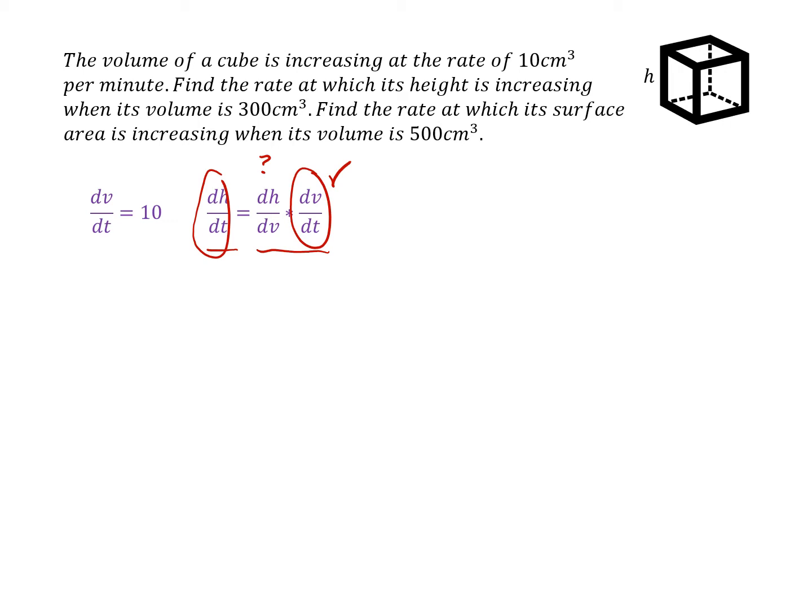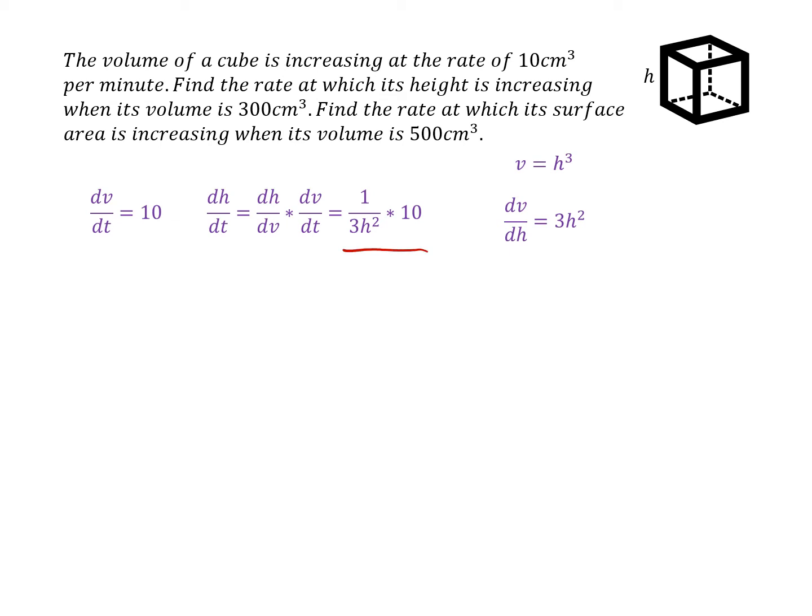So we need a formula connecting h and V that we can differentiate. Well, if the height of the cube is h, then V is h cubed. Differentiating that gives dV/dh is 3h squared. So dh/dV is 1 over 3h squared. So we can then say that our dh/dt is 1 over 3h squared times 10. But that isn't the value, that's just an expression for dh/dt.